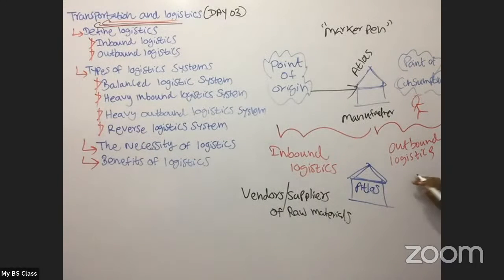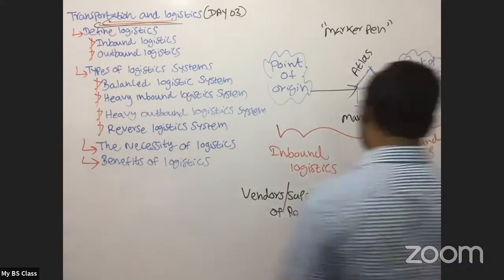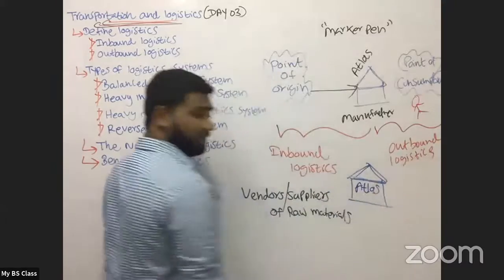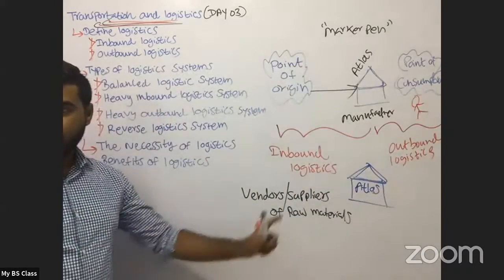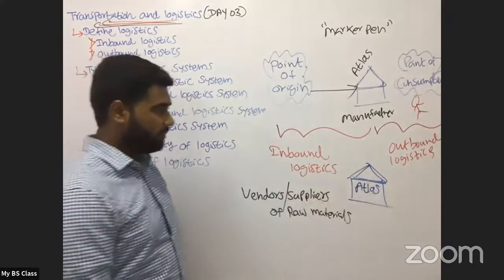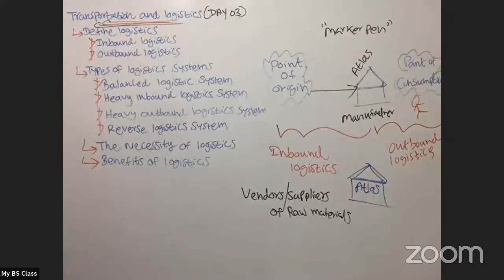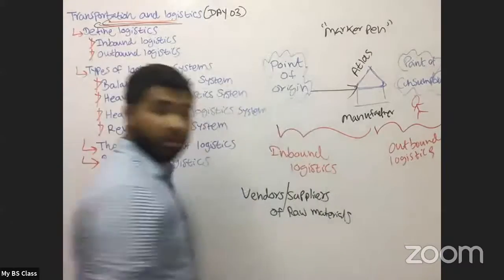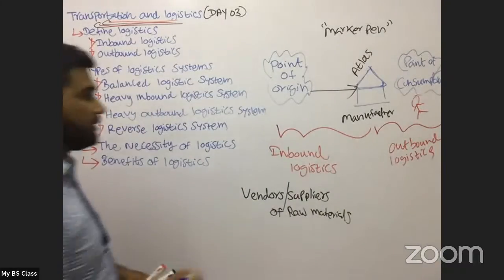So then you know the process. Maybe there could be agents, right? There could be agents. So I'm now explaining how the finished good goes to the point of consumption. How does the finished good reach the point of consumption? Let me erase this a little here and sit for a moment. So here you have the Atlas company.